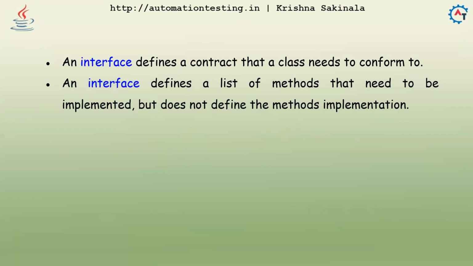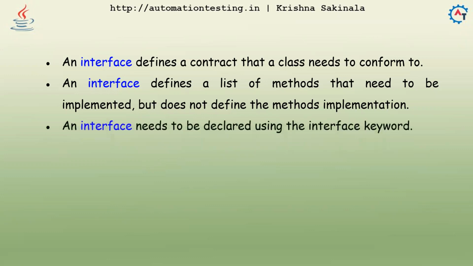An interface defines a list of methods that need to be implemented but does not define the methods' implementation. So an interface will have multiple methods. A list of methods means it may contain multiple methods, and those are not implemented. Those are empty methods. The way we write abstract methods in abstract classes, the same way. An interface needs to be declared using the interface keyword.